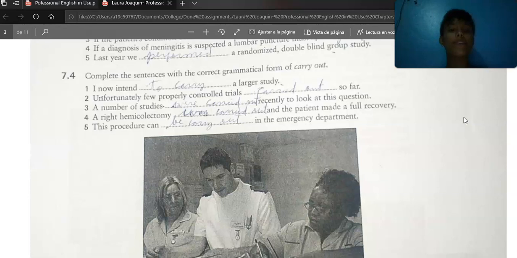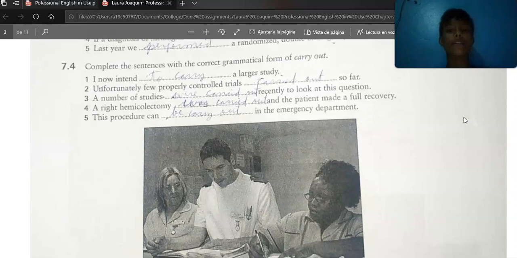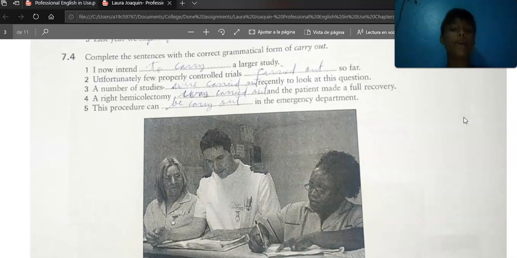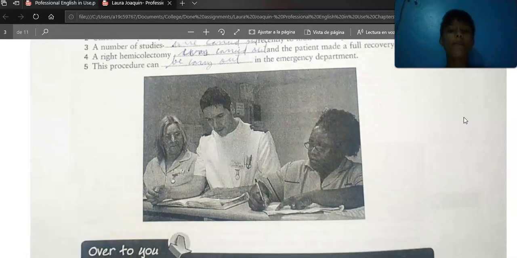I now intend to carry out a larger study. Unfortunately, few properly controlled trials have been carried out so far. A number of studies were carried out recently to look at this question. A right hemicolectomy was carried out and the patient made a full recovery. This procedure can be carried out in the emergency department.